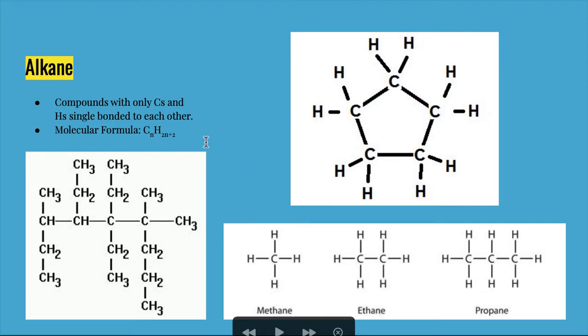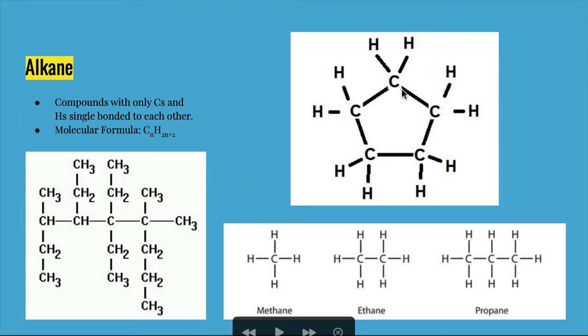Alkanes are compounds with only C's and H's, again as I say, hydrocarbons, that are single bonded to each other. So that would mean they have only single bonds between each other and throughout the compound. And the molecular formula would be CnH2n+2, where n is some integer. I should say there are exceptions to this rule. This rule does not work when you're working with cyclical alkanes, but if you're looking at pure alkanes, then yes, it will work.